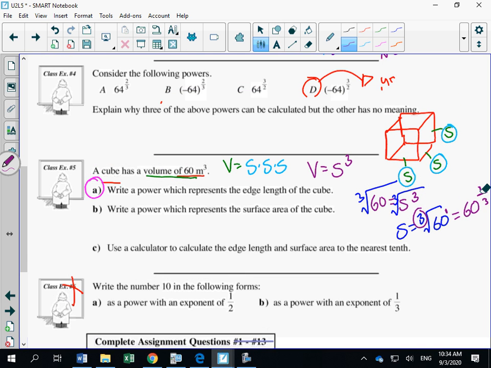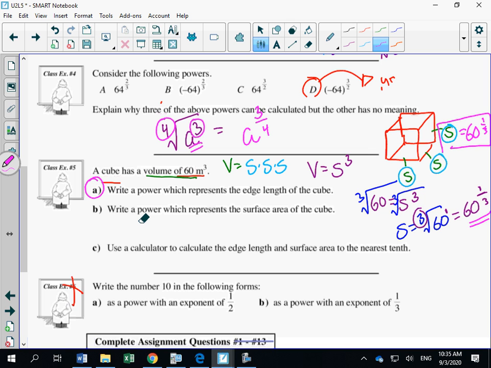If that doesn't make sense, I'll show you one more example. Let's say I said the fourth root of a to the power of 3. If I said write that in power form, it would be a to the 3 over 4, because roots go on the bottom and powers go on top. So the answer for A, write a power which represents the edge length of the cube: S is equal to 60 to the 1/3. That's the answer for A, 60 to the power of 1 over 3.